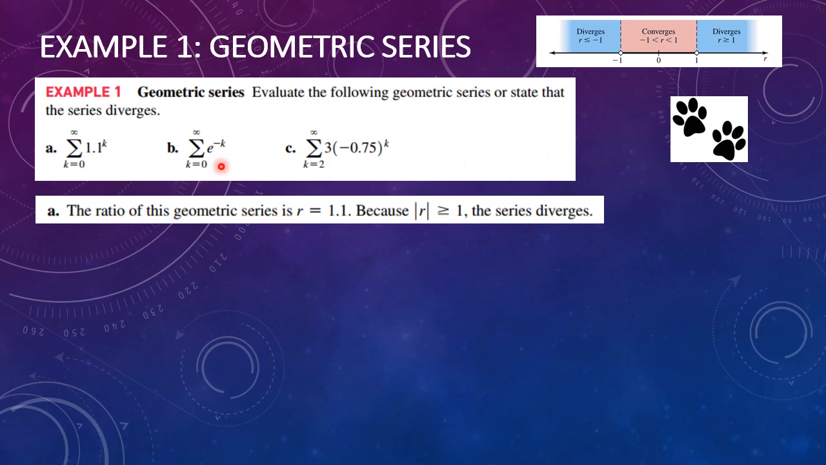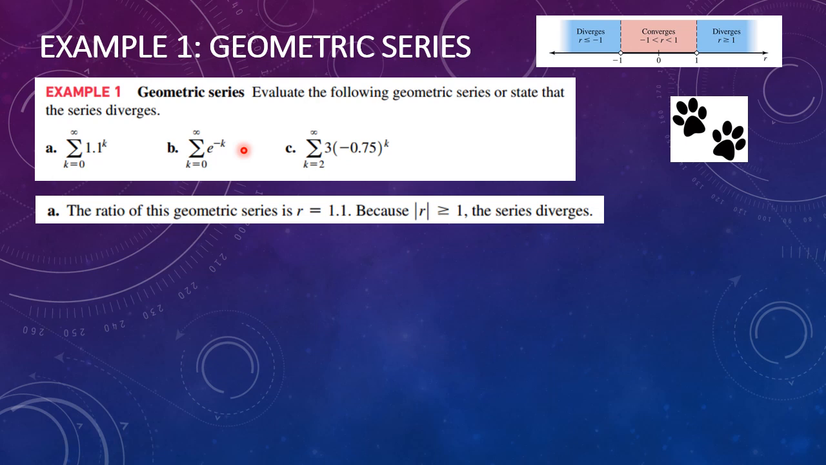Now in B, we have a little bit different case. We have e to the negative k, and so you might think that r is e, or Euler's constant, raised to the power of k. But remember that a negative exponent means the reciprocal. So really what we have here is 1 over e to the k, or the fraction 1 over e in parentheses to the k, which is then a fraction.